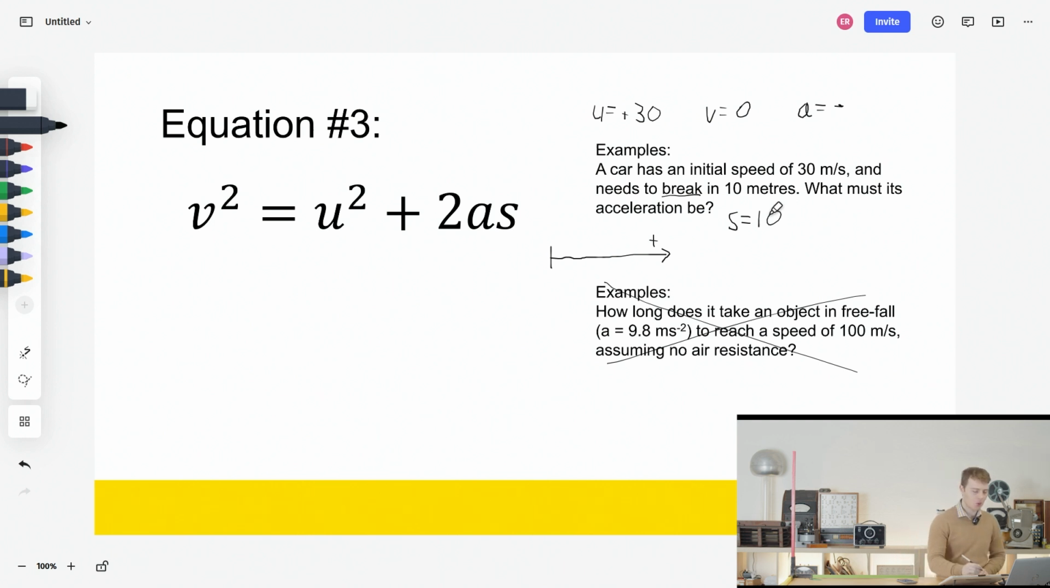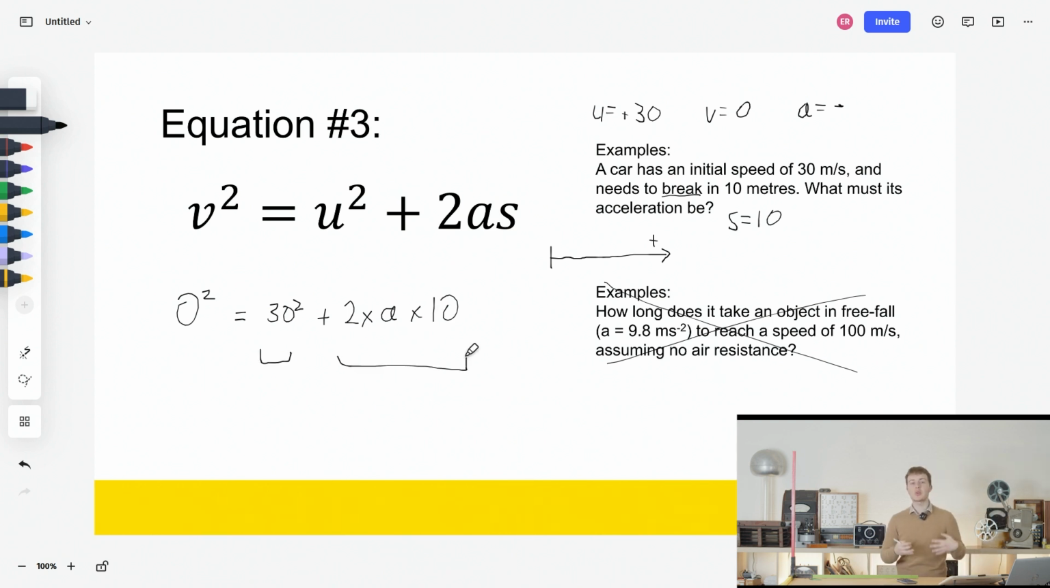Let's look at our equations. We're going to have 0 squared is equal to 30 squared plus 2 times a times 10. And what you will notice is that the only way that 30 squared plus something can equal 0 is if A is negative. That's the only way this maths can work out to give us 0 at the end. And that's why it's very important to get your sign conventions correct, because if you accidentally make both of them positive or you forget which one's supposed to be which, you'll end up with an impossible answer.